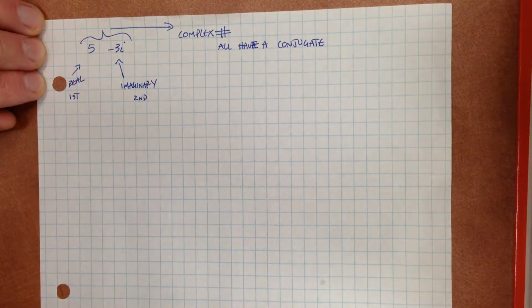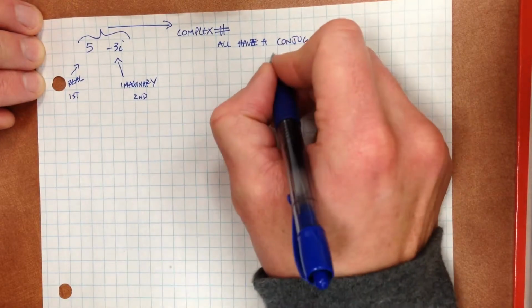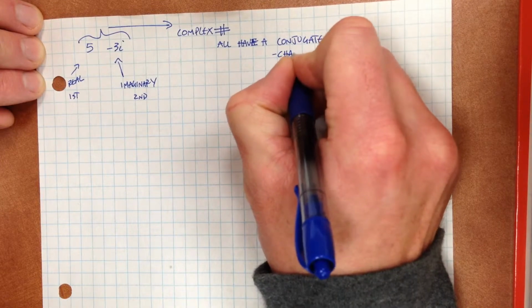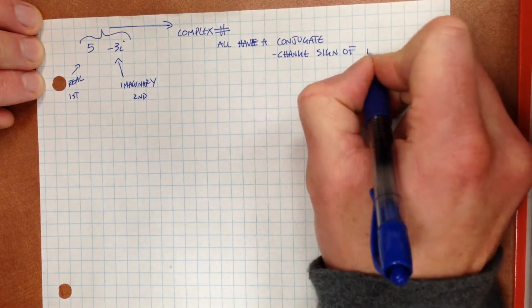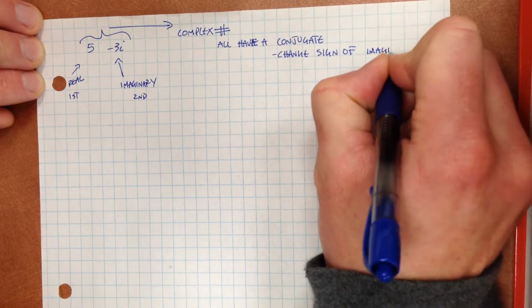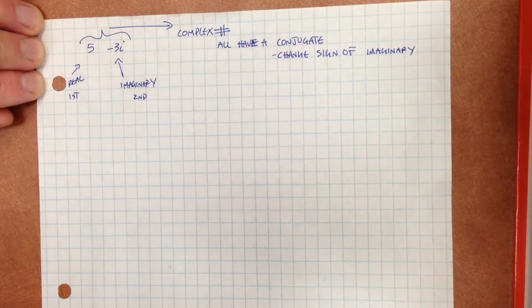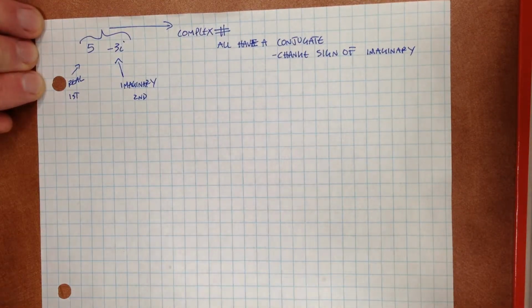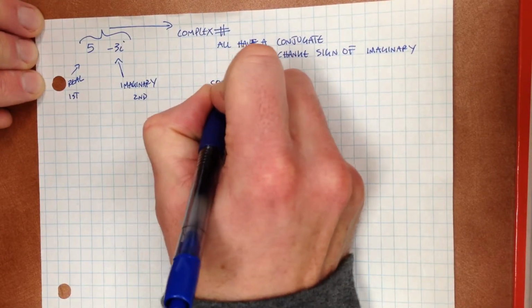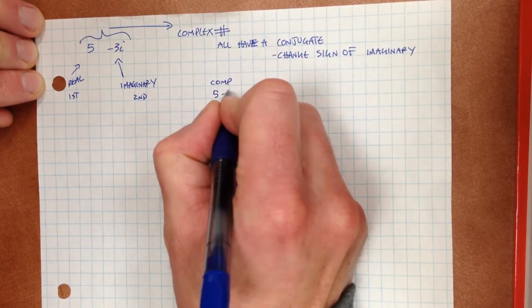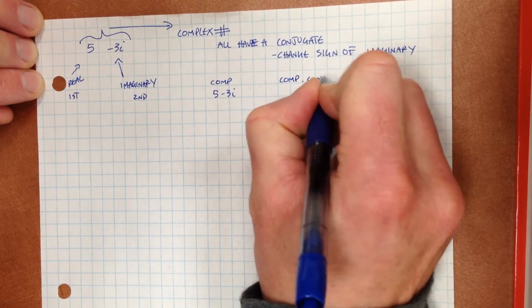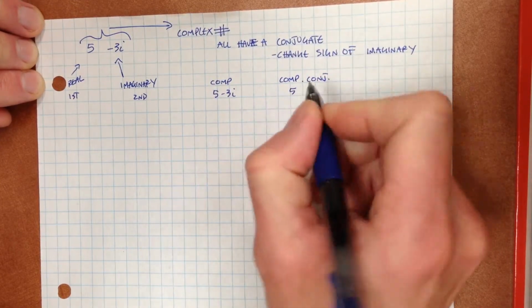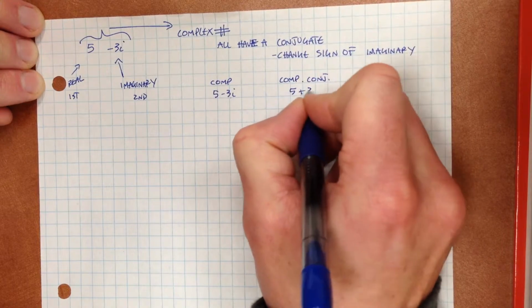If that's the complex number, we also have a complex conjugate. What the complex conjugate is, you change the sign of the imaginary part. So, for example, if this was my complex number, 5 minus 3i, the complex conjugate would be 5 plus 3i.